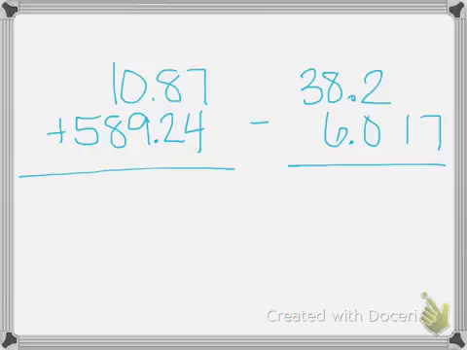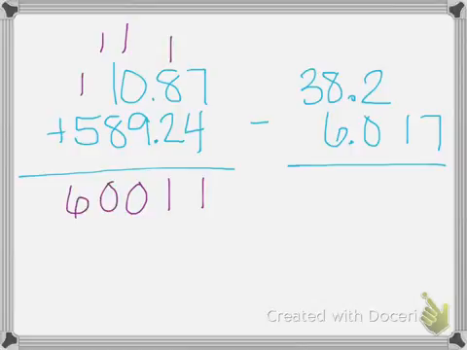Number 4 says solve. The first one, 10 and 87/100 plus 589 and 24/100. We start with our hundredths place. 7 plus 4 is 11. 8 plus 1 is 9. Plus 2 is 11. 1 plus 0 plus 9 is 10. 8 plus 1 plus 1 is 10. 1 plus 5 is 6. And we have to line up our decimal point. Our answer is 611/100.